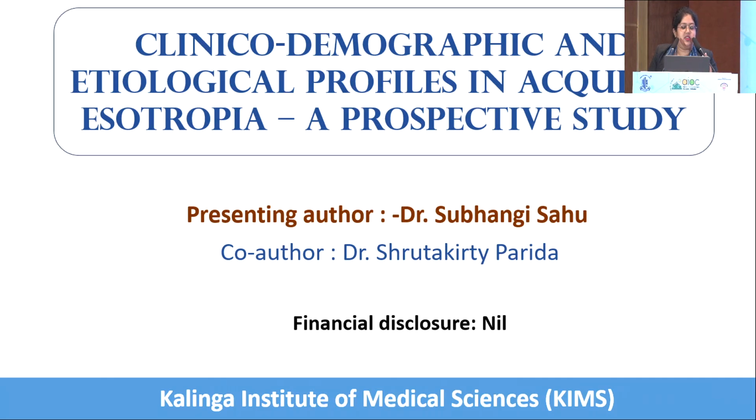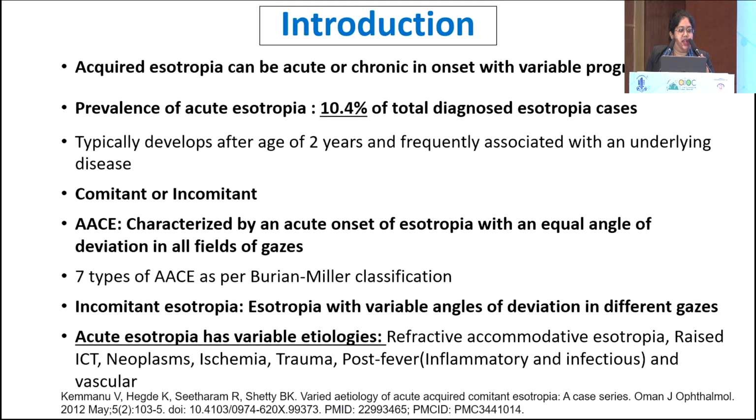The primary objective is to study the clinicodemographic profile in patients with acquired esotropia and to report the varied etiologies. It is also to determine the functional outcomes in this subset of patients. Acquired esotropia can be acute or chronic in onset with variable progression. The prevalence is around 10.4% of the total diagnosed esotropia cases.